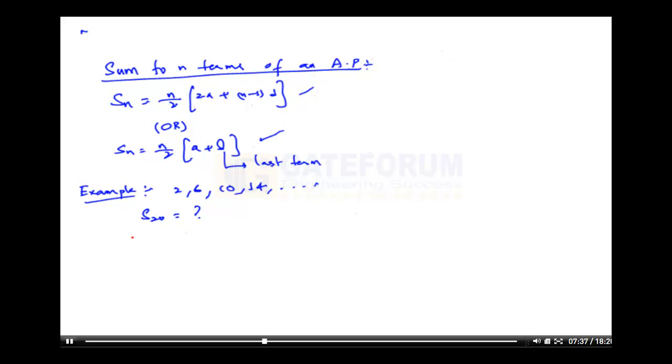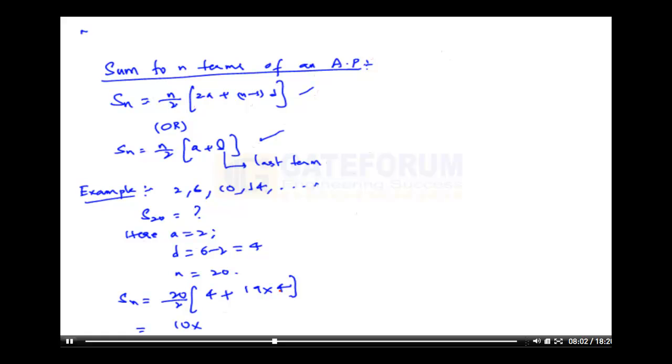Here clearly a is equal to 2, d is equal to 6 minus 2, that is 4, and n is equal to 20. Now Sn is equal to n by 2, that is 20 by 2, into 2a, that is 2 times 2 is 4, plus n minus 1, that is 19, into d, that is 4. That is equal to 10 into 80. Therefore, the sum of the first 20 terms is 800.